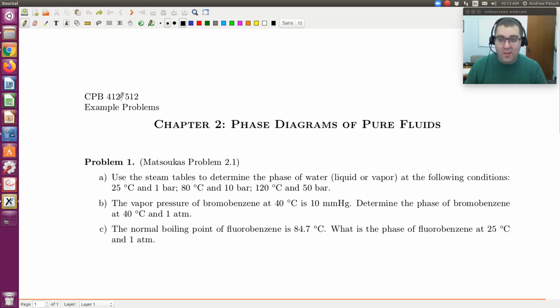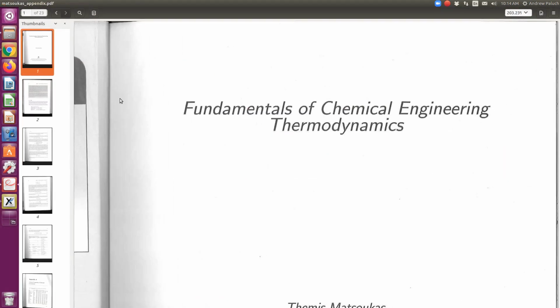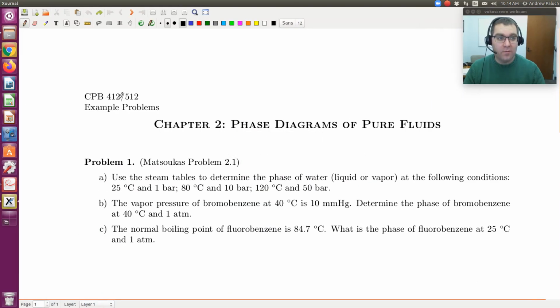Hello, let's take a look at our first example problem from Chapter 2. Before I begin, I just want to show you the two additional resources I have pulled up. First, I have a copy of the scanned appendix from our text that is posted on Canvas. We'll have to use the steam tables for this problem.